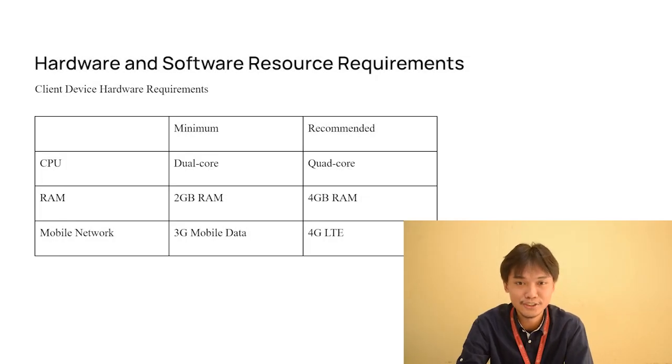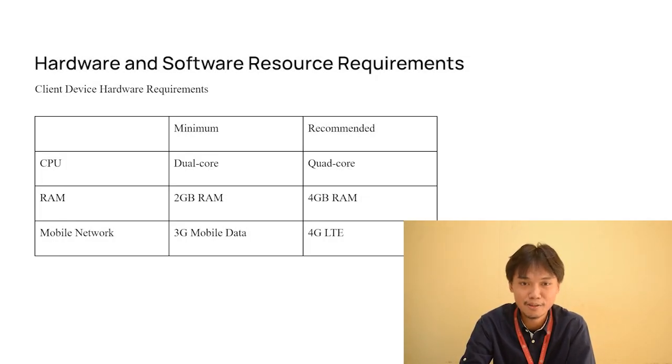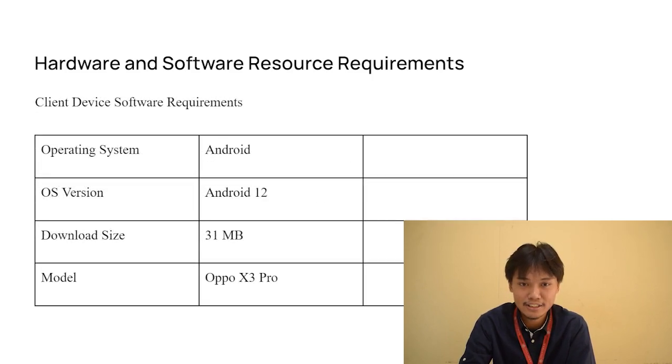Moving on, to ensure that the app runs flawlessly, there are hardware and software resource requirements that need to be met. For the client device hardware requirements, an Android smartphone equipped with a dual-core processor, 2 GB of RAM, and 3G mobile connectivity is required at the minimum. However, an Android smartphone with a quad-core processor, 4 GB RAM, and 4G LTE connectivity is recommended. For the client device software requirements, the Android smartphone must be running Android 12 or above.